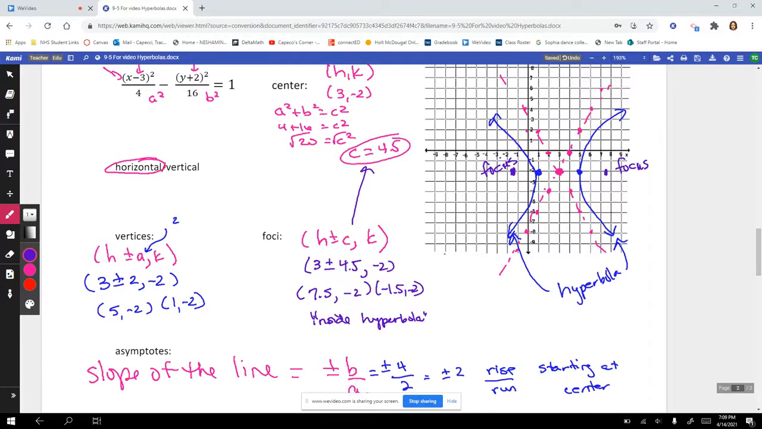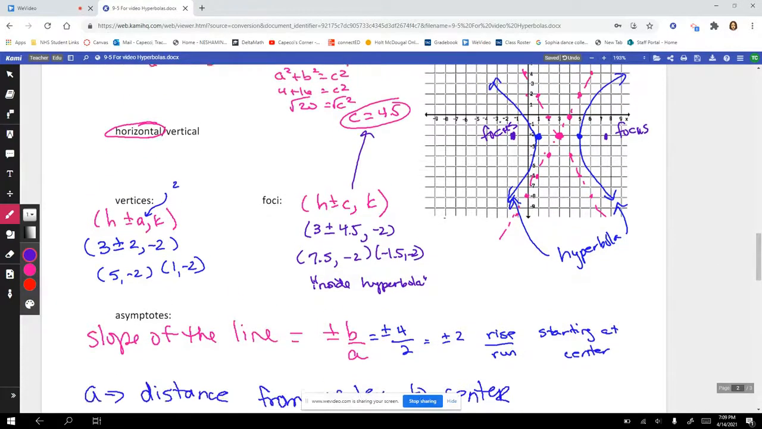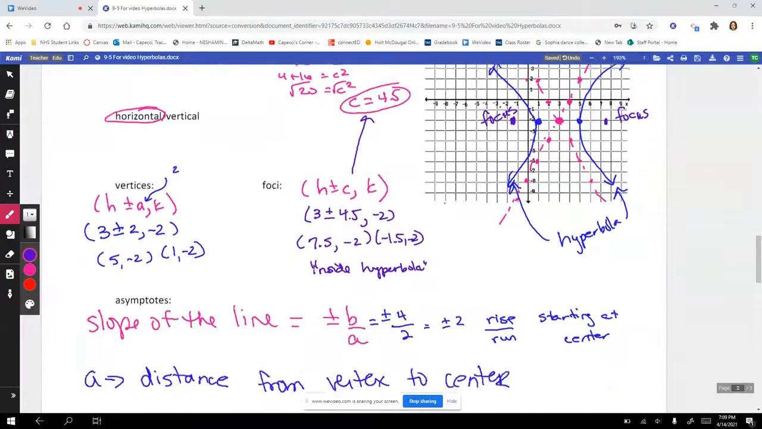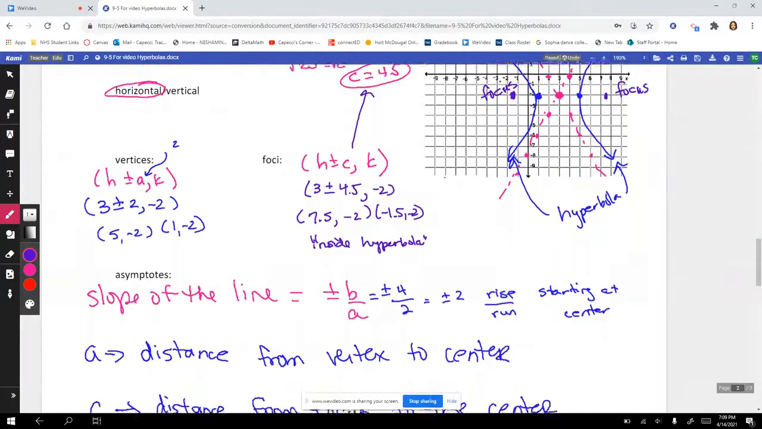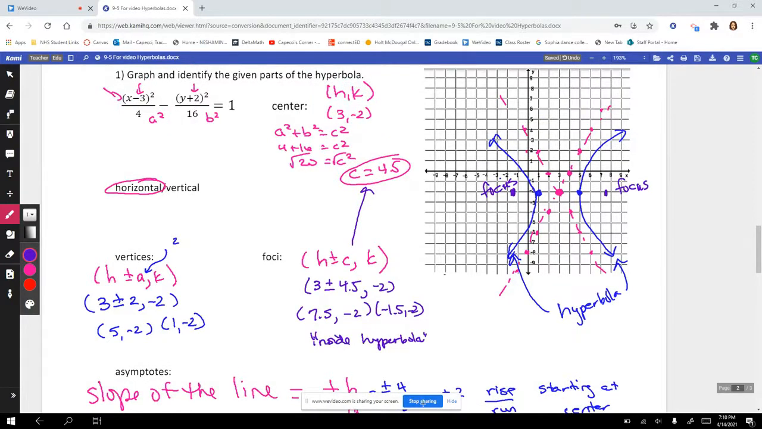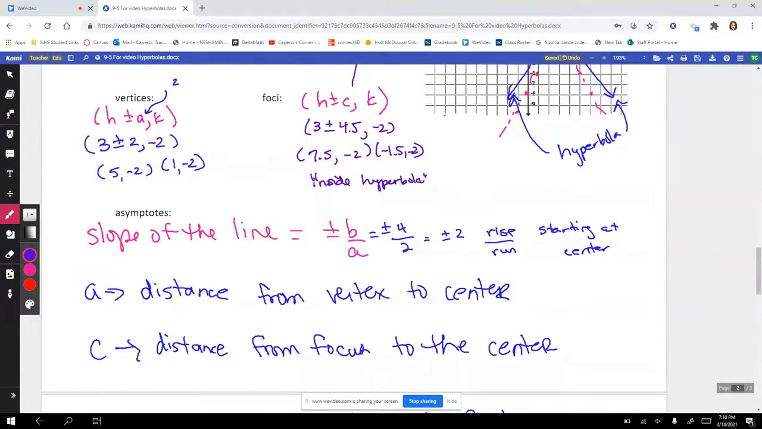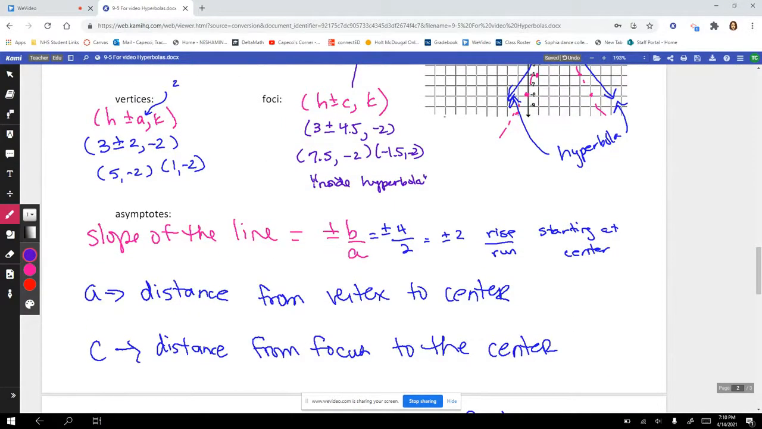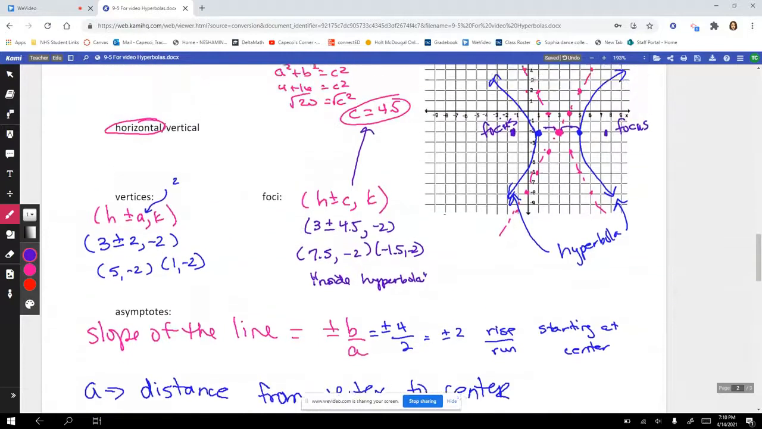Now, just another extra thing to note, my A value. Remember, my A value is 2 in this case, and it is the distance from the vertex to the center. Vertex to center is 2. And my C value is the distance from the focus to the center. So my C value is 4.5.